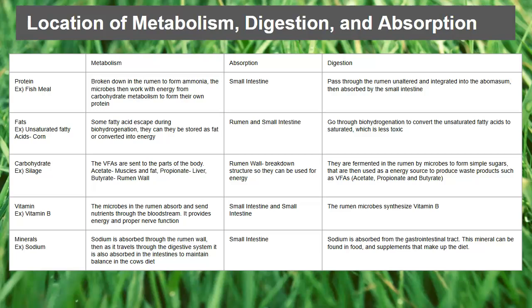Lastly, we have minerals, example being sodium. So sodium is absorbed through the rumen wall. Then as it travels through the digestive system, it is also absorbed in the intestines to maintain balance in the cow's diet. Absorption occurs in the small intestine, and sodium is absorbed through the gastrointestinal tract. This mineral can be found in food and supplements that make up the diet.